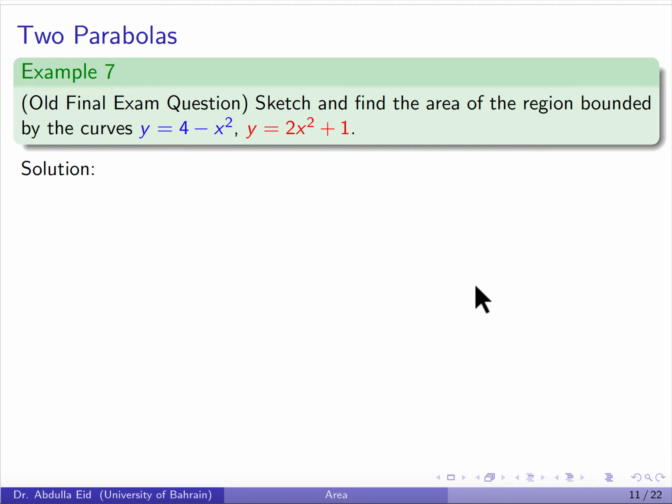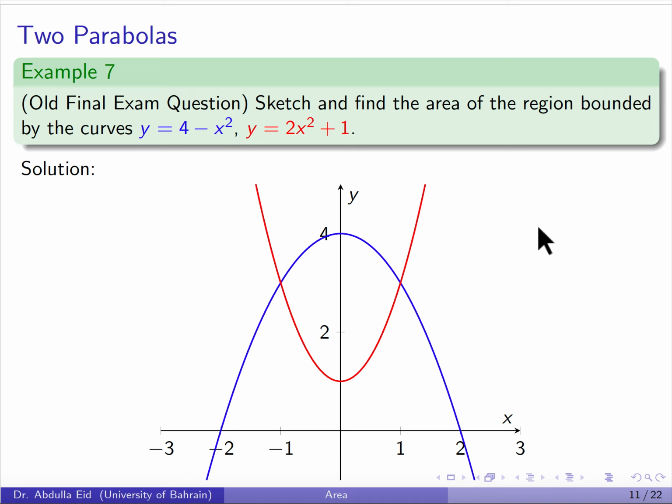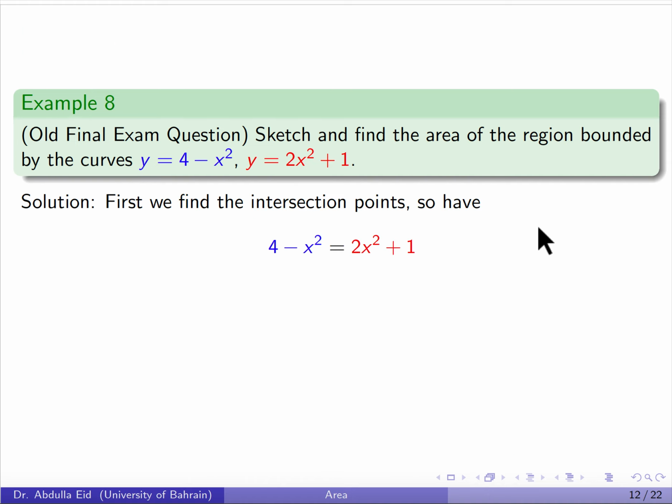Next is a question where again we have two parabolas. One opens downward. How do I know that the blue one opens downward? Because there is a negative here. The other one opens upward because the number in front of x squared is positive. So it will look like this. Again, there are two intersection points we need to find. How do we find the intersection points? We make the two functions equal to each other.